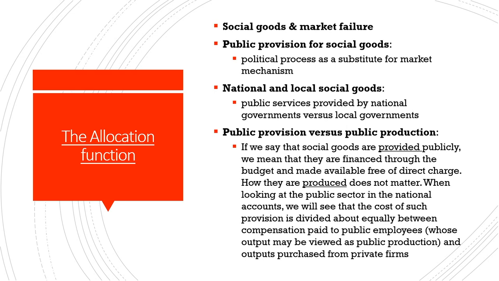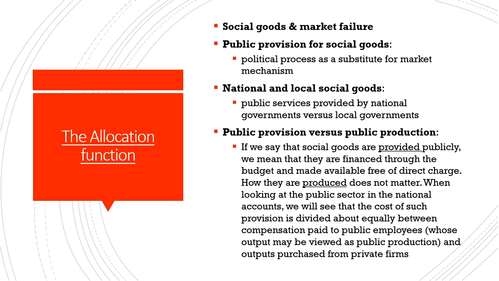Now, there is a point about public provision versus public production. Often, we tend to talk about provision and production synonymously. But for an economist, when they are talking about providing goods and services to the public sector, often there is a distinction made between public provision and public production. If we say that social goods are provided publicly, we mean that they are financed through the budget and made available free of direct charge. So, how they are produced then does not matter. When looking at the public sector in the national accounts, we will often see that the provision is divided equally between compensation paid to public employees and outputs that have been purchased from the private firms.